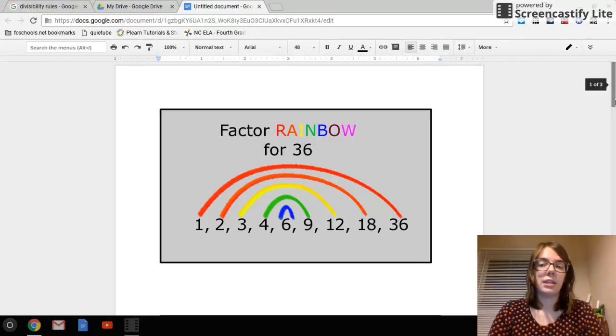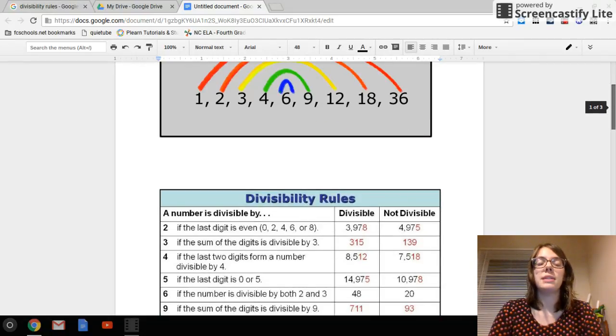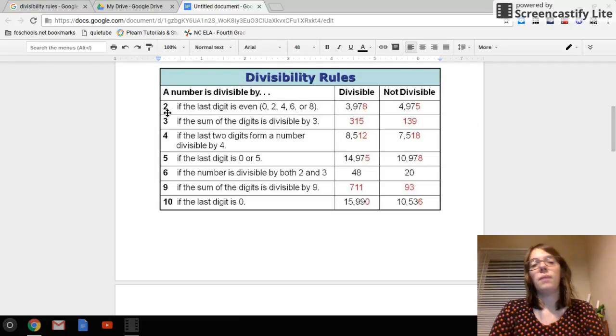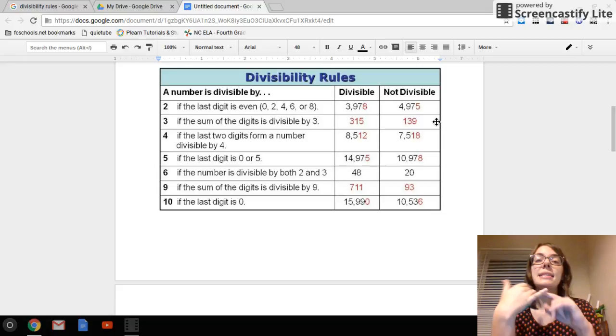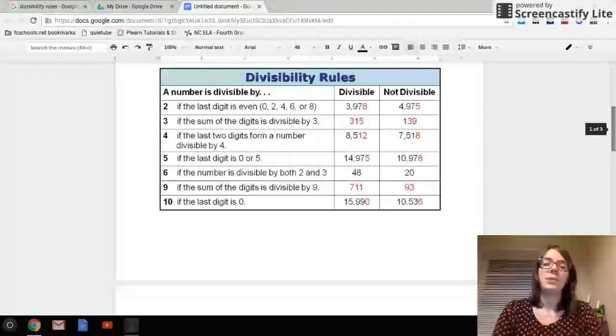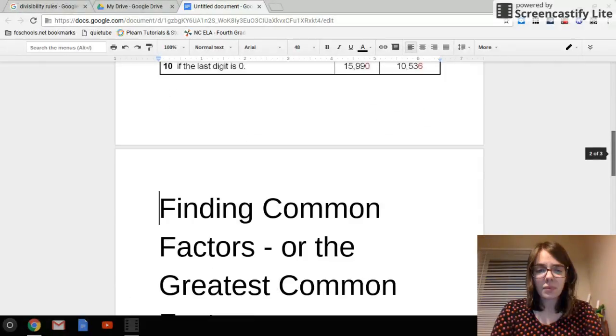Now, remember, we can find all the factors we need of a number if we use our divisibility rules right here that we learned before. We learned the divisibility rules for 2, 3, 4, 5, 6, 9, and 10. And you can always check 7 and 8 by looking at your multiplication chart, or you know how to do long division now, so you can always do that too.